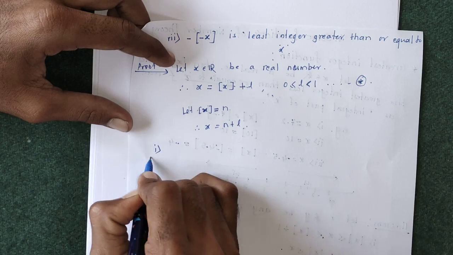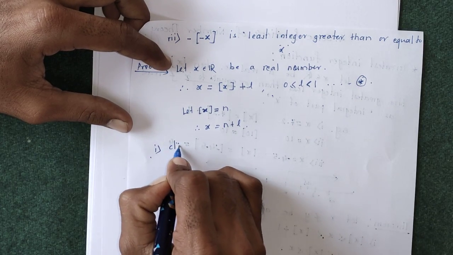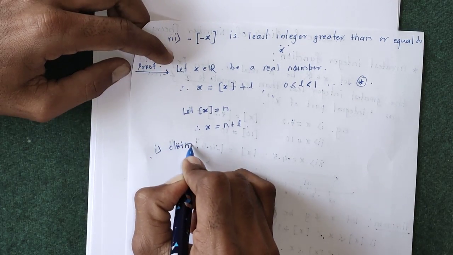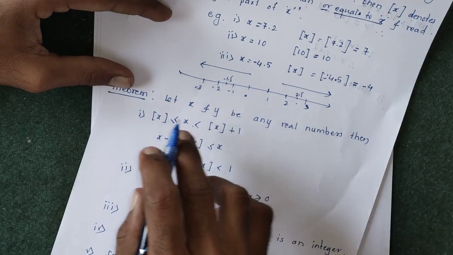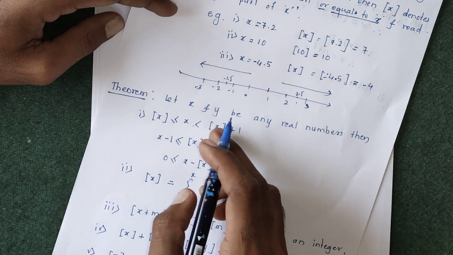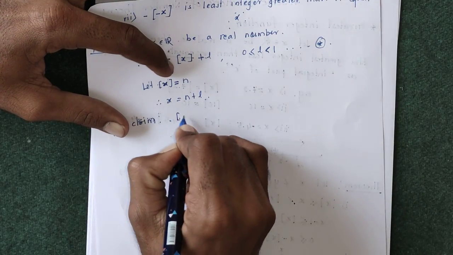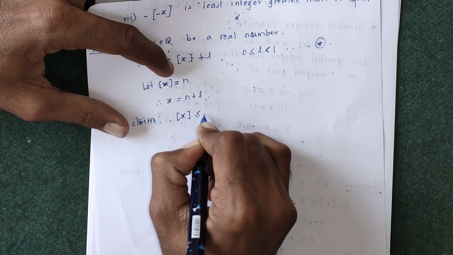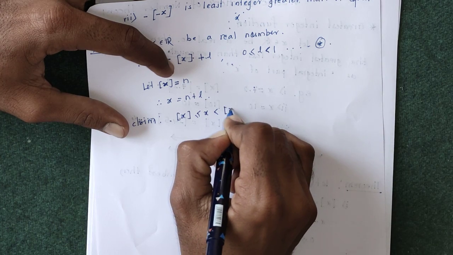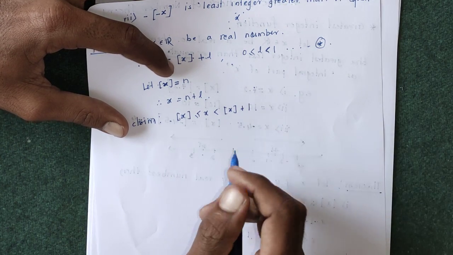Now, to prove the first property, our claim is: integral part of x is less than or equal to x, which is strictly less than integral part of x plus 1. Our first claim is integral part of x is less than or equal to x, which is strictly less than integral part of x plus 1.